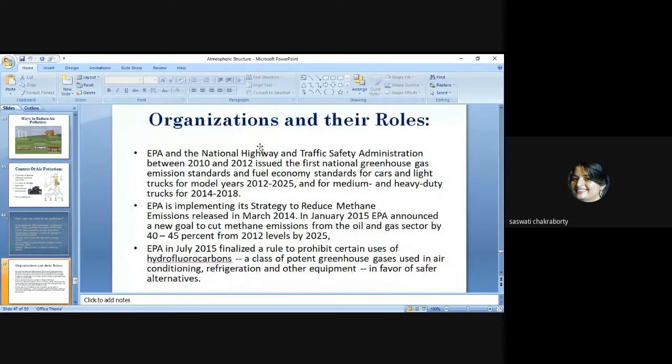Now, these are the organizations and their roles all over the world, globally as well as in India. All are busy trying to neutralize the effects of pollution. They have given out certain standards, as in the Montreal Protocol. They have advised to stop the usage of chlorofluorocarbons.